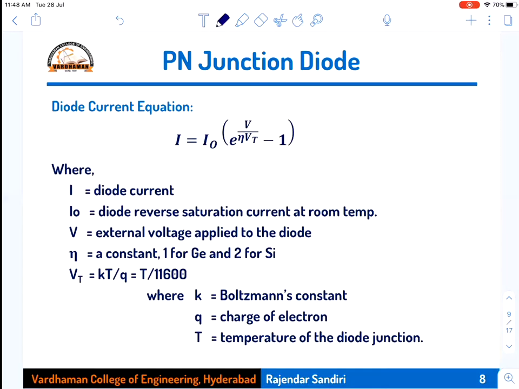Under no bias, it is also called unbiased, or zero biased. Another is forward bias, and another is reverse bias, depending upon the polarities of the battery.